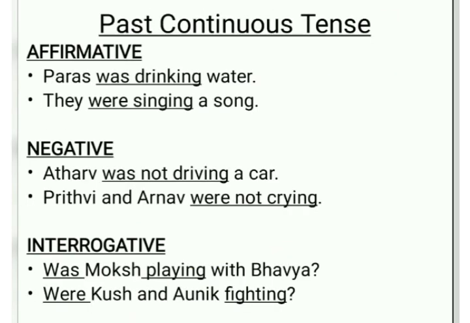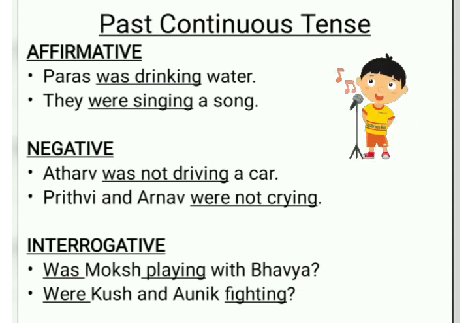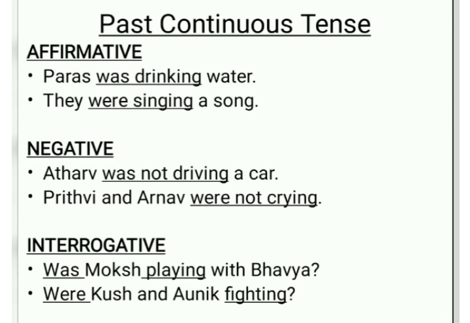Let's take past continuous tense now. Under past continuous tense, we are going to do affirmative, negative, and interrogative sentences. Under affirmative, we have two sentences. Paras was drinking water. They were singing a song. Here also we have to remember, if the subject is singular, if we are talking about one person, we use was plus the verb plus ing in past continuous tense. If the subject is plural, we will use were plus the verb, and the verb here is sing plus ing.